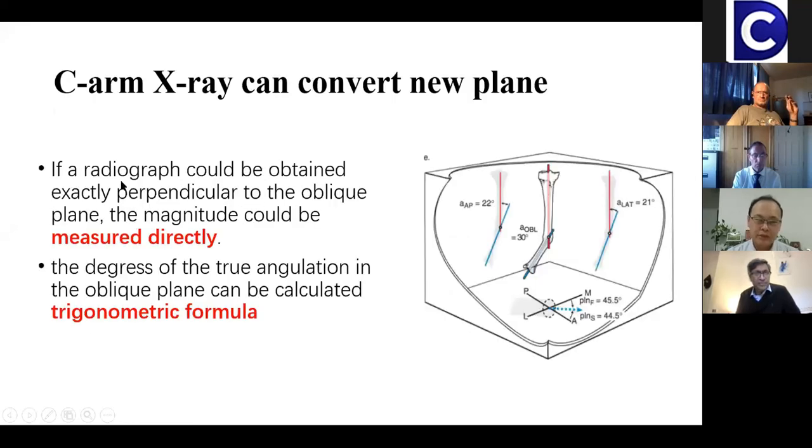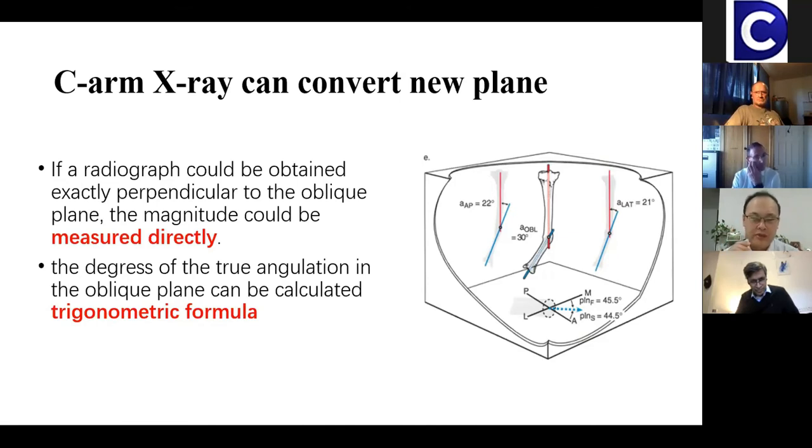As you know, the C-arm is a very important device, a very important tool. It can convert to a new plane. Why can I say that? If the deformity is in the oblique plane, and we position the C-arm in this direction, it looks straight. So we use the C-arm to get a straight view. The perpendicular view shows the degree of the oblique angulation. So that's a very important tool, the way to identify it.